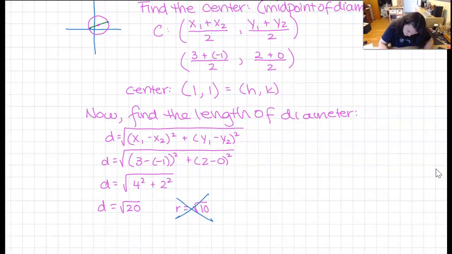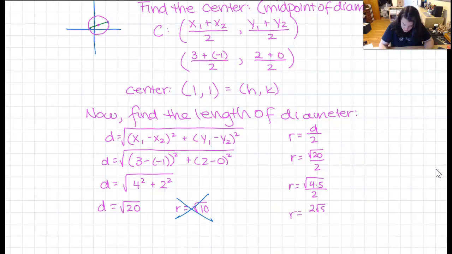The radius, I'll put it over here. So the radius is going to be the diameter over 2, half the diameter, which is the square root of 20 over 2. But this is one of the reasons why we simplify our radicals. A square root of 20 is the square root of 4 times 5, which means it's 2 root 5. Oh, the radius is really the square root of 5.